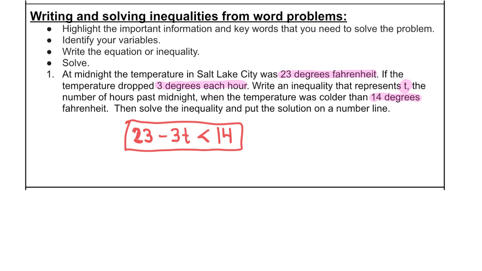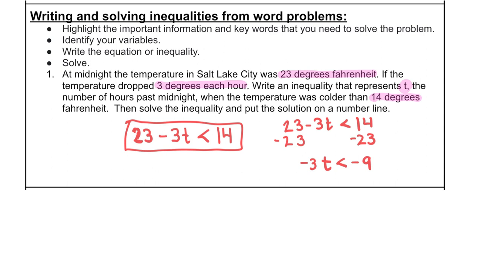Now, the next thing we need to do is solve this inequality and put it on a number line. So I'm going to start by subtracting 23 from both sides. I end up with negative 3t is less than negative 9.